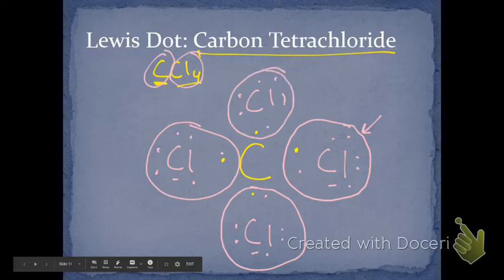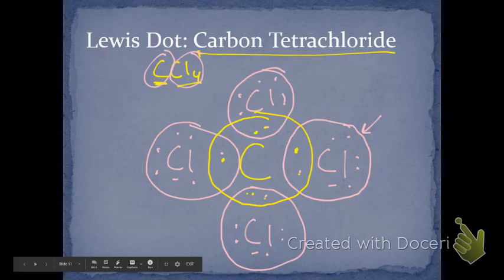So 8. Now what about this carbon? Well, this carbon actually has 8. If you look at it, after bonding 4 times, it has 8, right? There's 1, 2, 3, 4, 5, 6, 7, 8. Okay? Now, you can imagine drawing this is kind of crazy, right? Like, this would get kind of hectic.